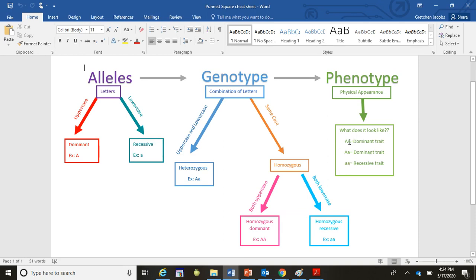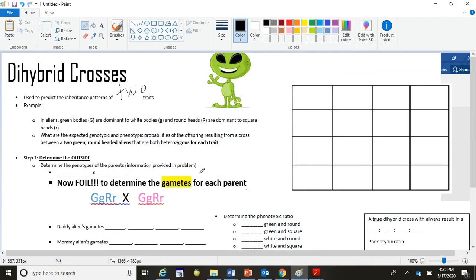So it's important to note that these two have the same phenotype, but they have a different genotype. So that's always a test question I like to ask: which two have the same phenotype but different genotypes? And the answer would be homozygous dominant and heterozygous have the same phenotype. They look alike, same physical appearance, but they have different letter combinations. So let's use that information to answer these questions here.